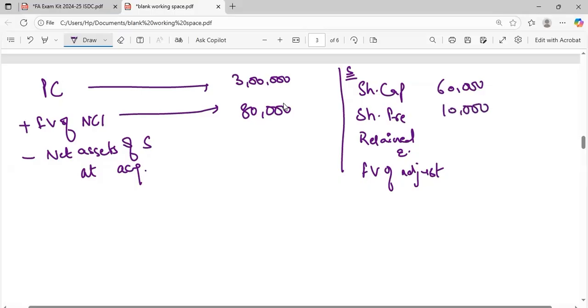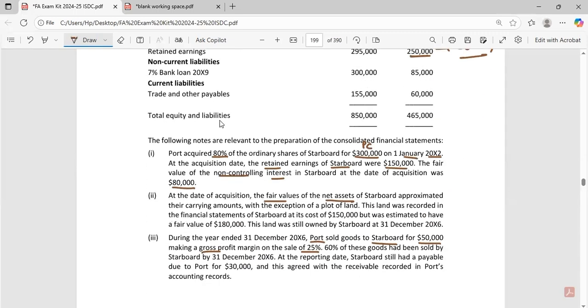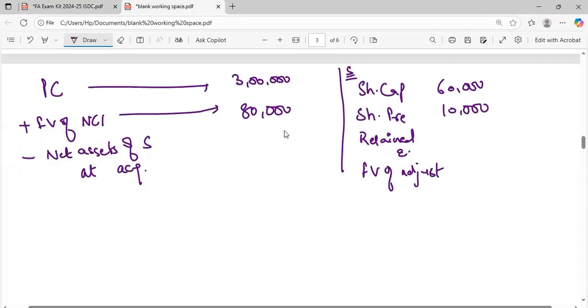Now retained earnings. We have to take retained earnings at the date of acquisition. These retained earnings are the closing retained earnings, because we have been given the balance sheet at 31 December. So we will not take this, but we will look for the information given over here. We have been given here that at the acquisition date, the retained earnings of S company were 1,50,000. So over here, I'm going to write 1,50,000.